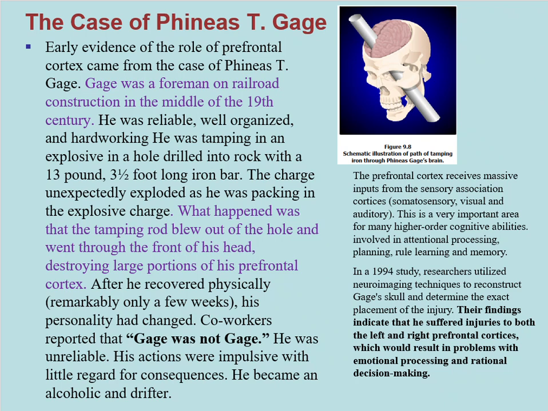Now, Phineas T. Gage was a foreman on a railroad construction area in the middle of the 19th century. He was reported to be reliable, well-organized, and hardworking, which is why he was foreman. He was tamping in an explosive in a hole that was drilled into rock, and he was doing so with a 13-pound, 3.5-foot long iron bar. While he was packing in the explosive charge, it unexpectedly exploded and went through his head.